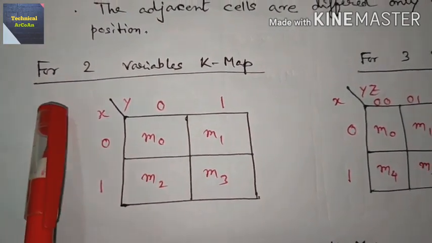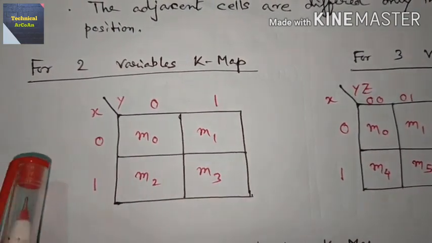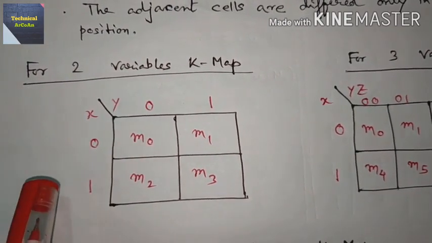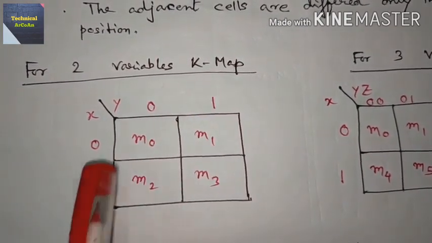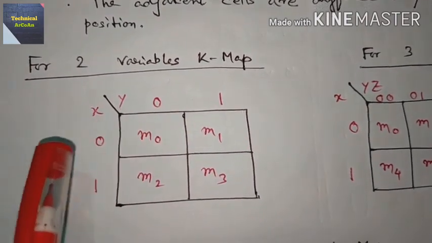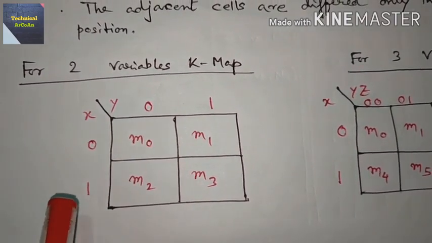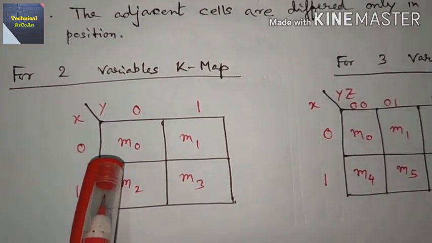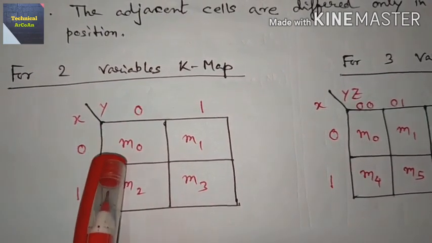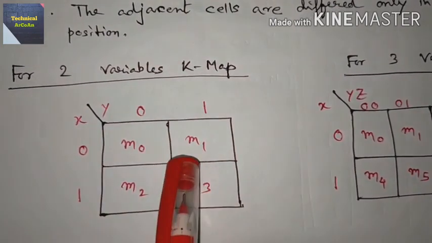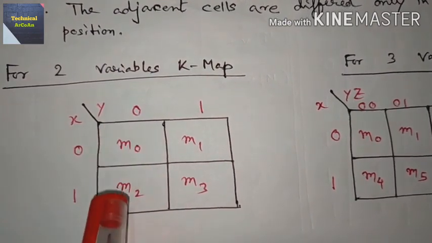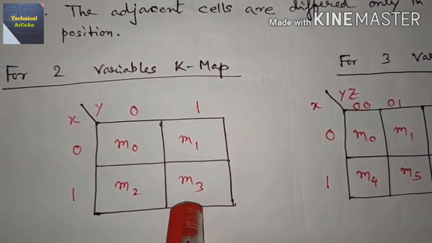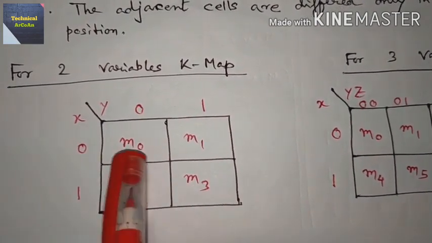First, the two variable Karnaugh Map. Suppose the variables are x and y. What are the combinations? 0 0, 0 1, 1 0 and 1 1. For two variables the number of combinations is 4. Why? 2 to the power 2 is 4. And these are the Minterm positions. The first cell, 0 0, is known as M0. 0 1 is known as M1. The 1 0 cell is known as M2. And the 1 1 cell is M3. These are the Minterm values.